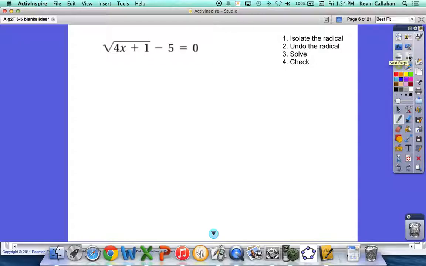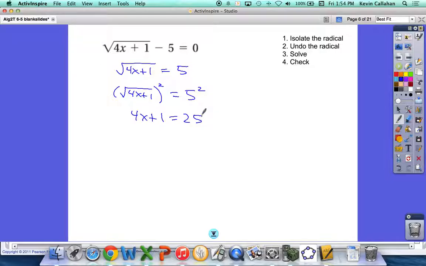Okay, we'll do the same thing for practice. Even if it's not a great example, in fact, I'll do it. It won't take us long. Add 5. All right, square both sides. And then we get 4x plus 1 equals 25. Solve. 4x equals 24. x equals 6. All right, too easy.